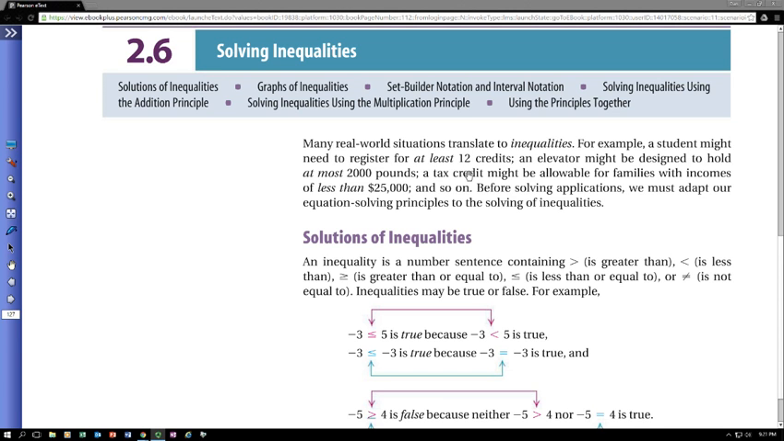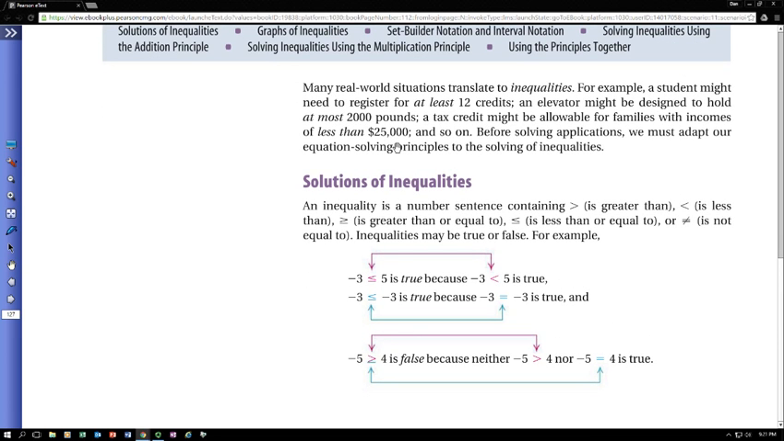Then we're going to get into solving inequalities using the addition principle and multiplication principle, and then using those principles together. That's really stuff we've covered already. There's only one new thing with inequalities with the multiplication principle, which we'll cover in a little bit. But first they're going to talk about what solutions are and those kinds of things.